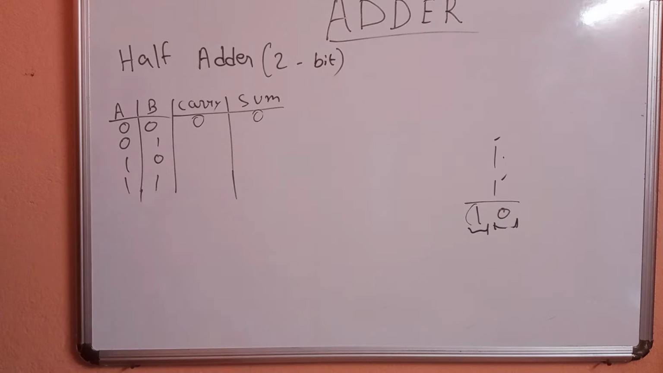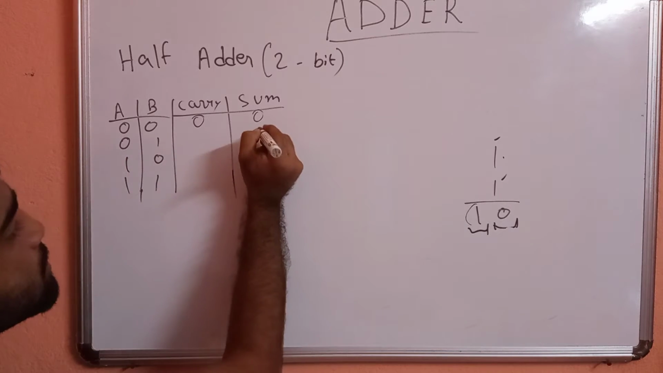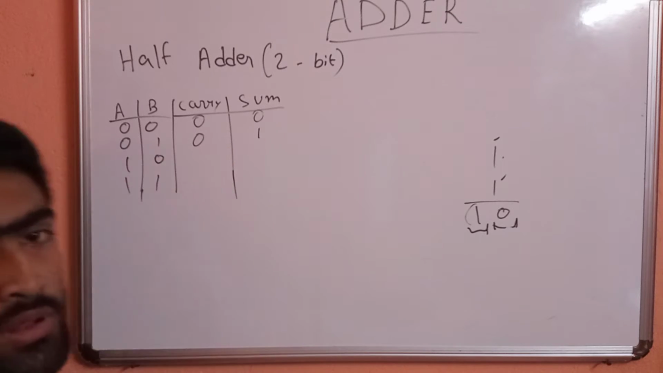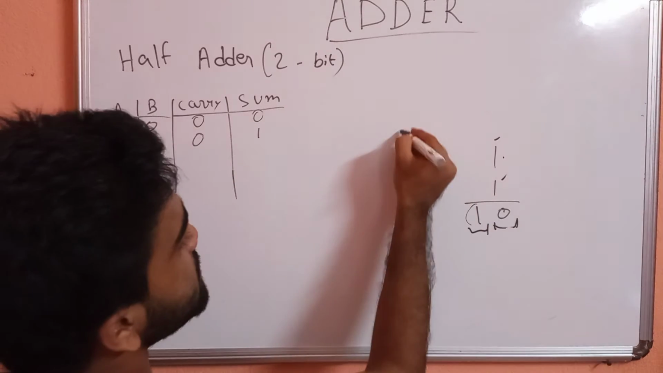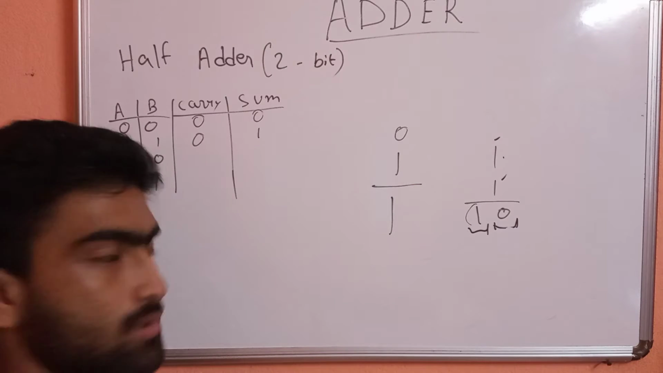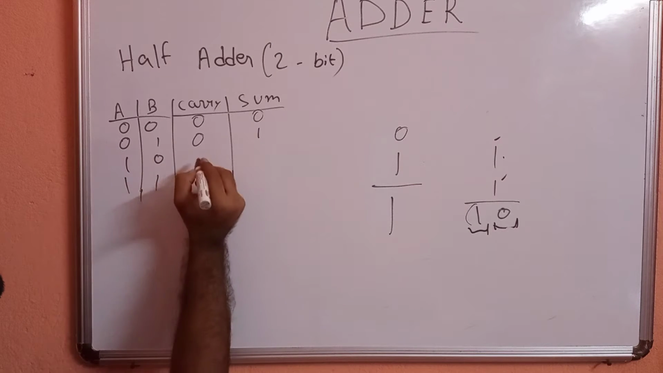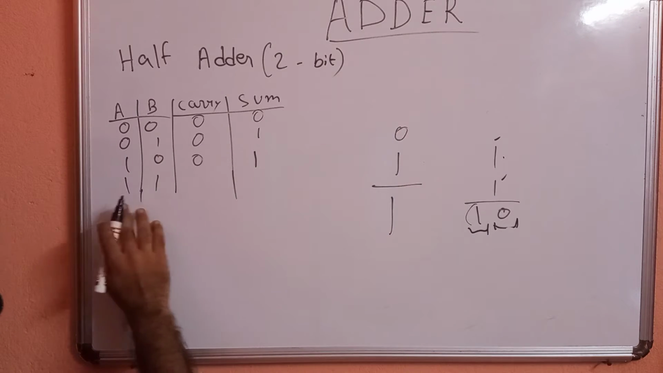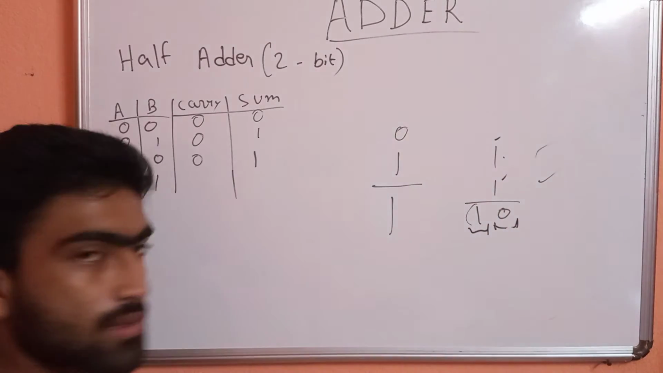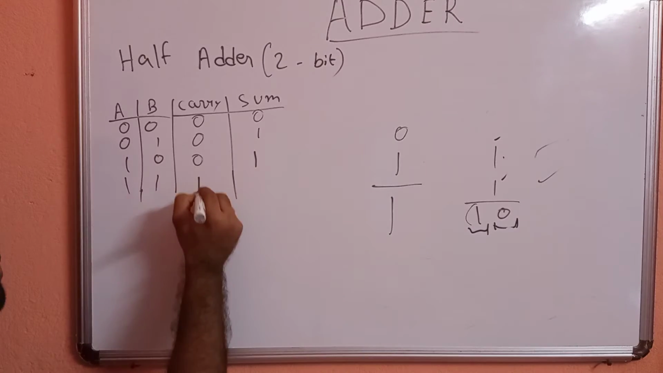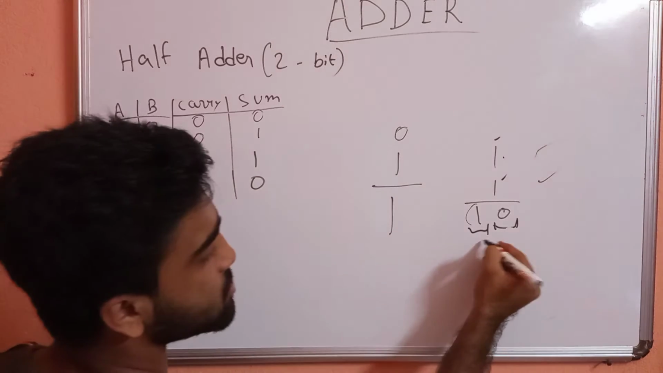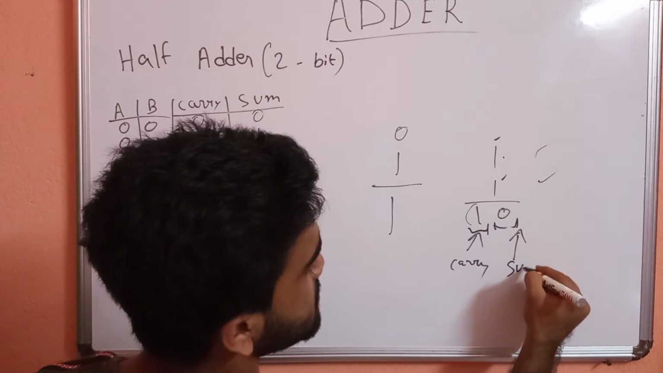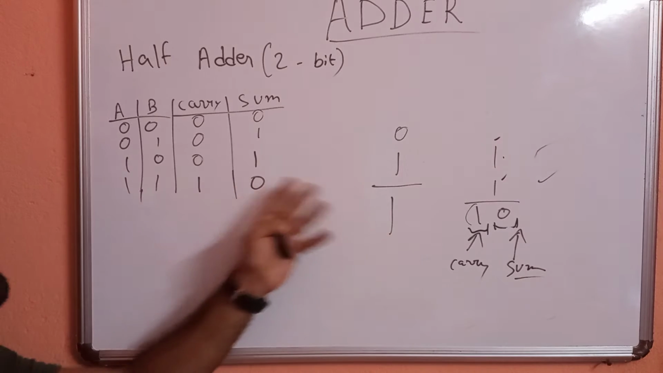Now 0 and 1, what will be the sum? It will be 1. No carry, simply 0 and 1, sum 1. Similarly 1 and 0, no carry will be here, sum is 1, just the reverse of it. Now 1 and 1, carry will be 1 and sum will be 0. I have shown you, this is the carry part and this is the sum part. So this is the 2-bit adder.